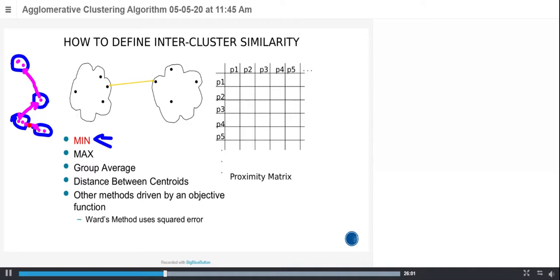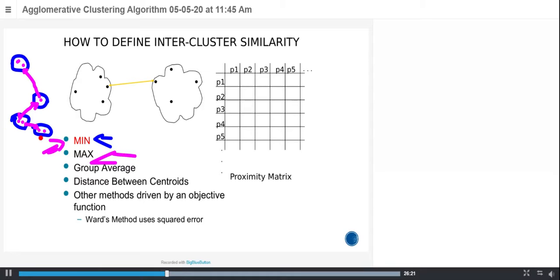We can see these two are the closest points of these two clusters, and these two are the closest points of these two clusters, and these two are the closest points of these two clusters. Among these distances, which one is minimum? We are going to select those clusters to merge using this minimum technique. That's all. The next thing is the maximum technique.